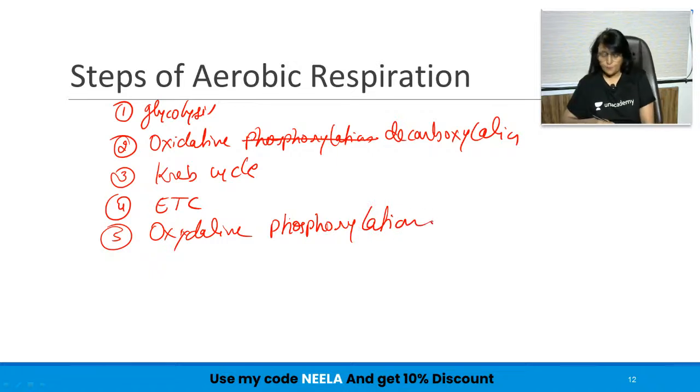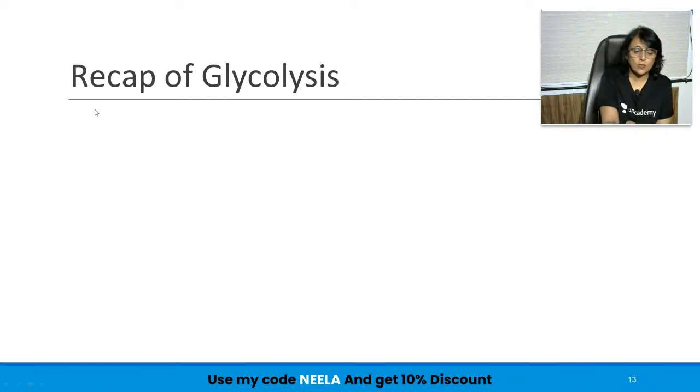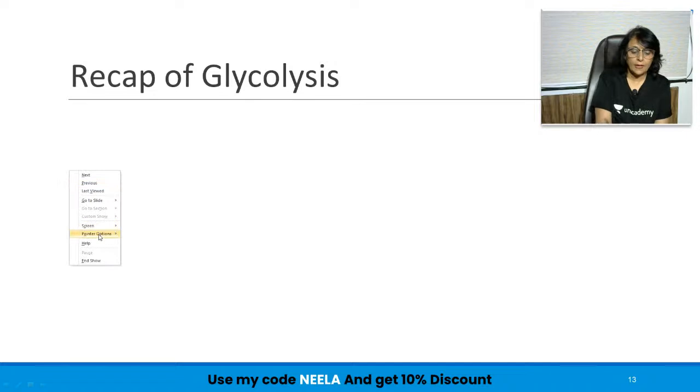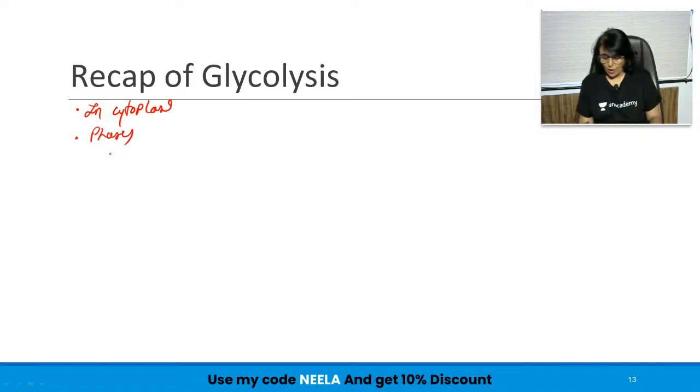Out of this, we have talked of glycolysis in detail. Now to sum up, what we studied in glycolysis was that it takes place in the cytoplasm. In how many phases is it completed?